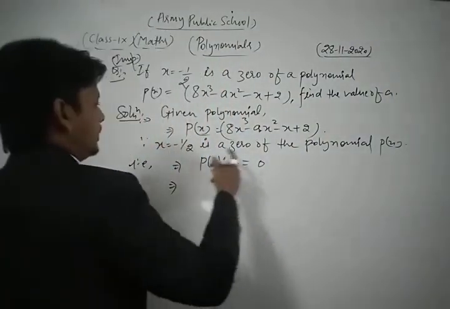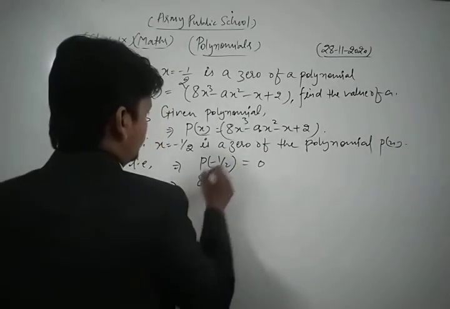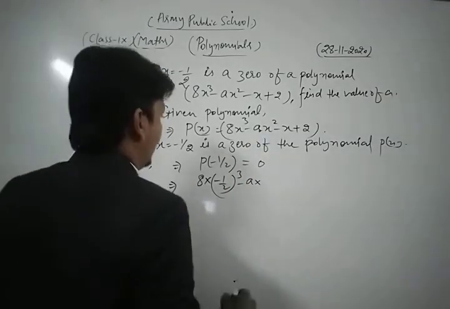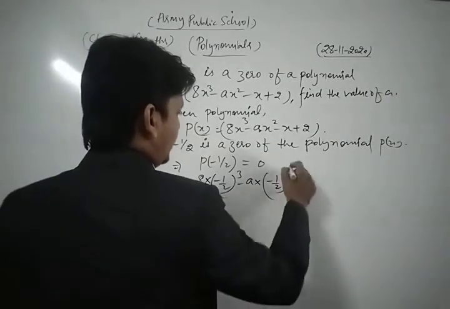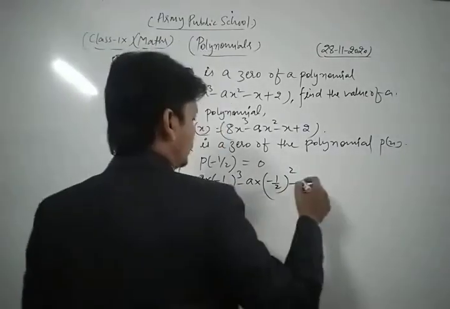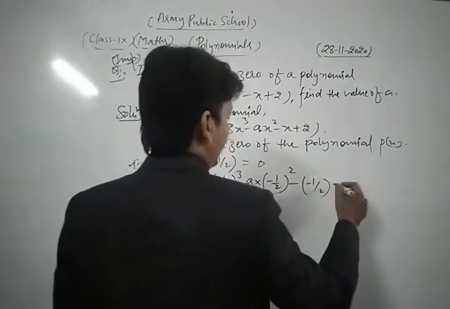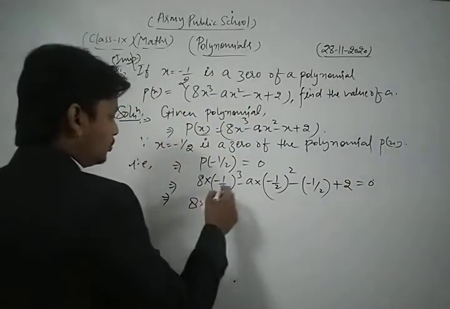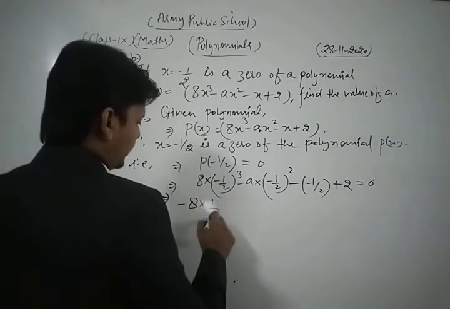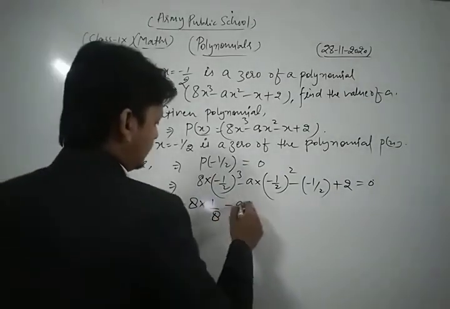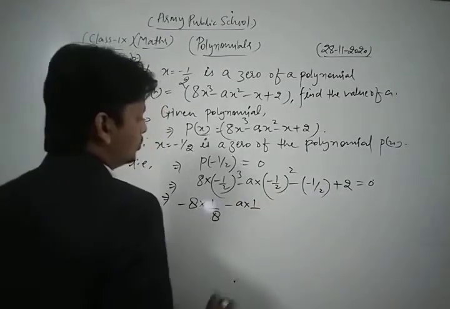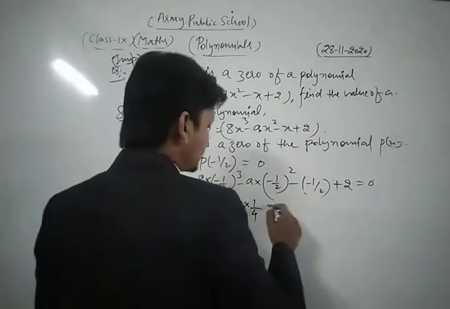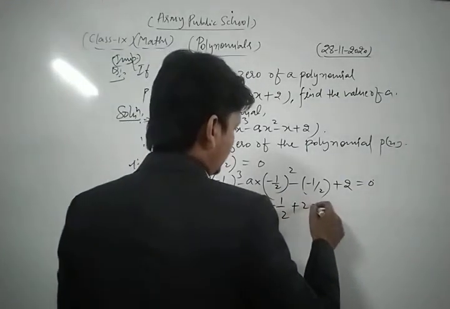Let's see, we just replace this: 8 into minus 1 by 2 whole cube, minus a into x square, that is minus 1 by 2 square, minus x means minus of minus 1 by 2, plus 2 must be equal to 0. Now we get 8 into minus 1 upon 8, because the power is odd, minus a into 1 by 4, plus 1 by 2 plus 2 is equal to 0.